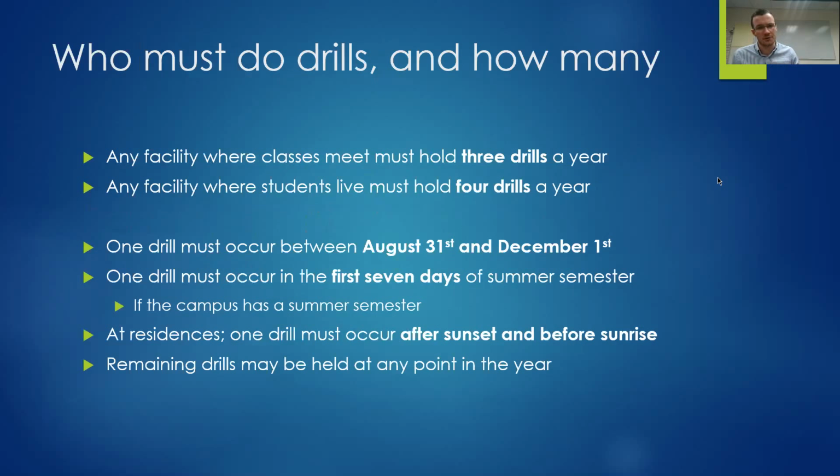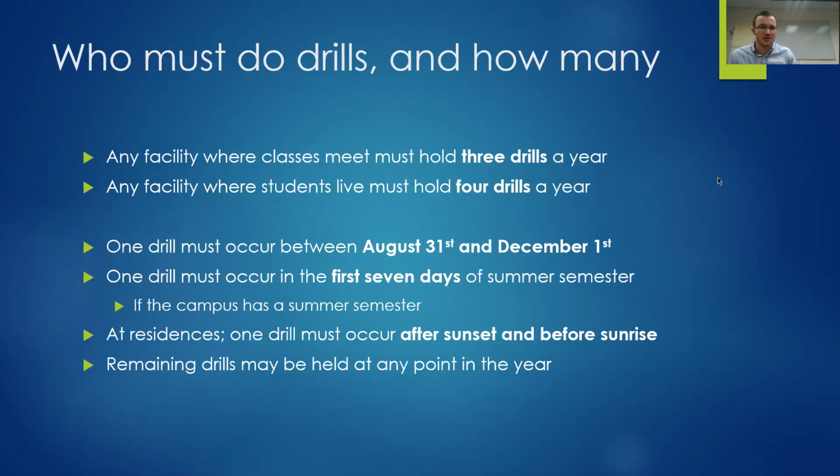One fire drill has to occur between August 31st and December 1st. That's usually our fall semester, so that'll be the fall fire drill. In addition, one drill must occur in the first 7 days of summer semester if the campus has a summer semester. So for those of you who have classes that run over the summer, in the first 7 days of your summer session, a fire drill needs to be held. And additionally, at residences, one drill must occur after sunset and before sunrise. So effectively, one drill has to happen at night. The remaining drill or drills can happen at any point during the year.